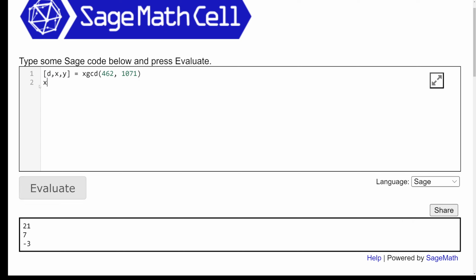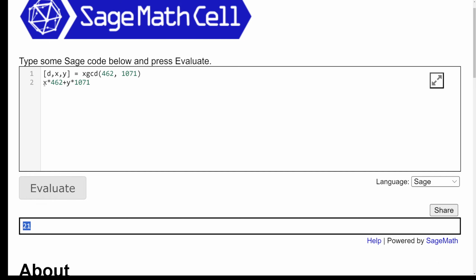And we could ask it, is it true that x times 462 plus y times 1071 is the right thing? We could do that in one of two ways. We can just have it output that. Sure enough, we got 21 when we do this combination, which we should. Or we could ask it a question. Is it equal to d? Is equal to is a double equals, and it's asking, are the left-hand side and the right-hand side the same? So this returns true if they are, and false otherwise. The left and right-hand side are the same, as we expect. If we were to add 1 to d, so d is 21, right? So d plus 1 is 22. It should now say false, and it does.